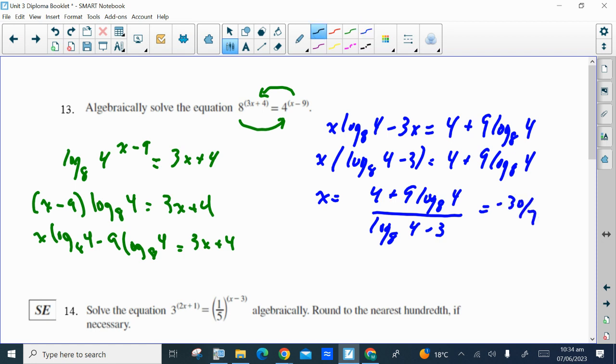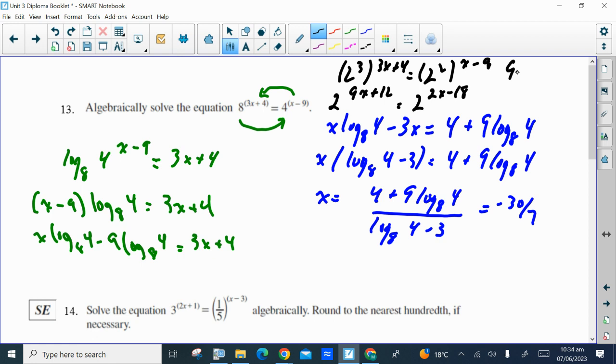Which is what we would get if we do this by making the bases the same. 8 can be written as 2 cubed to the 3x plus 4. And that must equal 4, which is 2 squared to the x minus 9. You multiply out the exponents. You'll get 2 to the 9x plus 12 equals 2 to the 2x minus 18. The bases are equal, so the exponents will be equal.